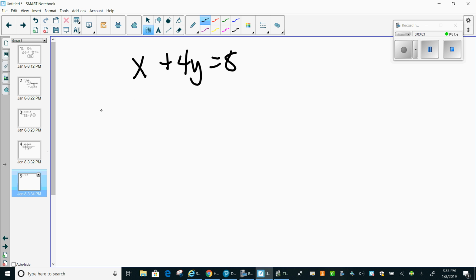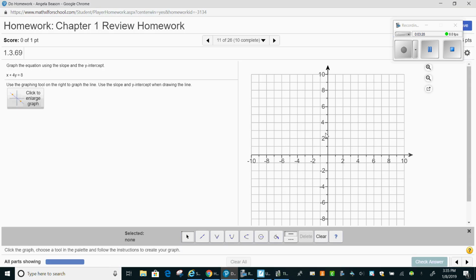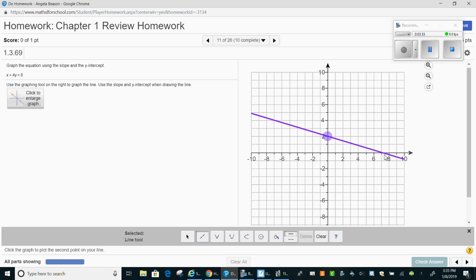You can do this by intercepts. The x-intercept would be found by plugging in 0 for y. So I get x plus 0, so x equals 8. And then the y-intercept we found by plugging in 0 for x. So I get that the y-intercept is 2. So there's one option. Start with 2 on the y-axis and 8 on the x-axis and connect those. So that's one way to do it.